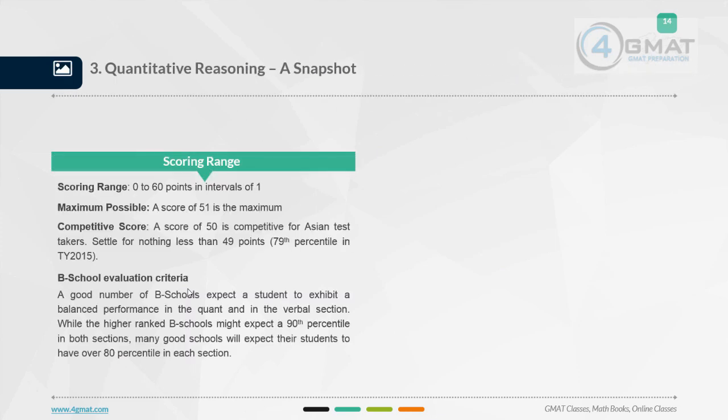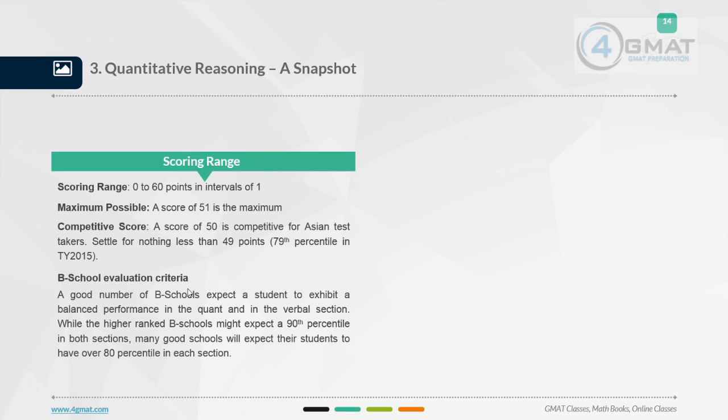The scoring range is 0 to 60 in intervals of 1. The maximum score that anyone could get is a 51 in this section. What is a competitive score? The competitive score in this section is 50 and above, which is 50 or 51 for Asian test takers. I would say don't settle for anything less than 49. 49 in the test year 2015 for GMAT was the 79th percentile. In the quant section, you need to have at least 80th percentile and above. So 49 is how low you could go.